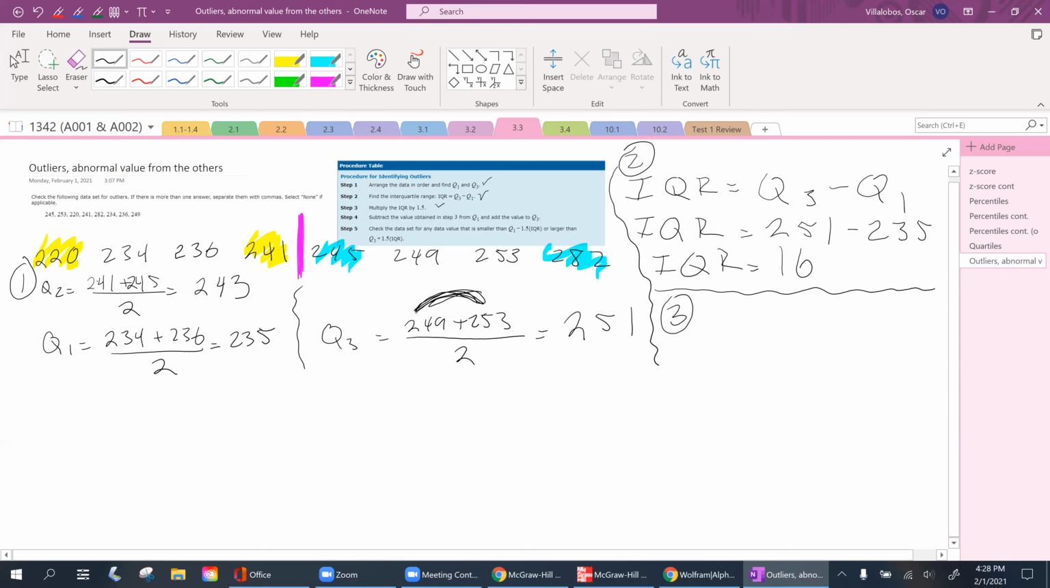Step 3 is you're going to multiply your IQR by 3 over 2, or in other words, you're going to multiply it by 1.5. So 16 times 1.5. And what does that give me? Let's go ahead and multiply that out. This here gave me 24. That gives me here 24. Awesome.